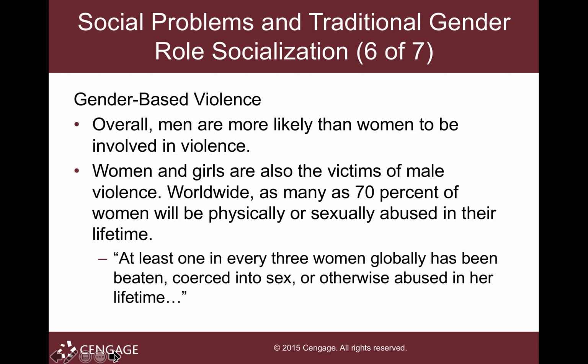So, gender-based violence. Overall, men are more likely than women to be involved in violence. That is just a fact. Women and girls are also the victims of male violence. Worldwide, as many as 70% of women will be physically or sexually abused in their lifetime. Again, look at that number. 70% of women will be physically or sexually abused in their lifetime. That's an extremely high percentage. At least 1 in every 3 women globally has been beaten, coerced into sex, or otherwise abused in her lifetime.